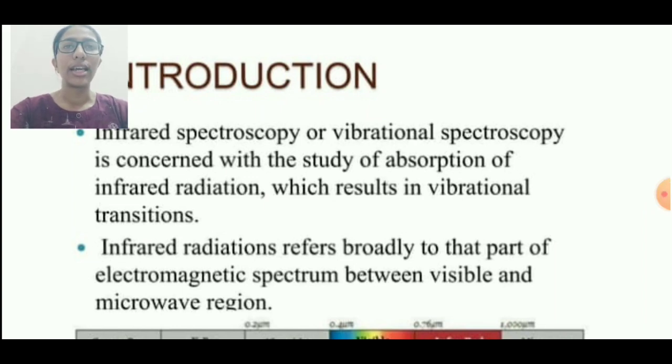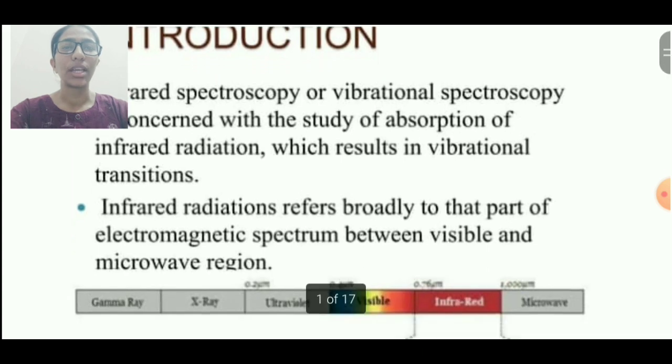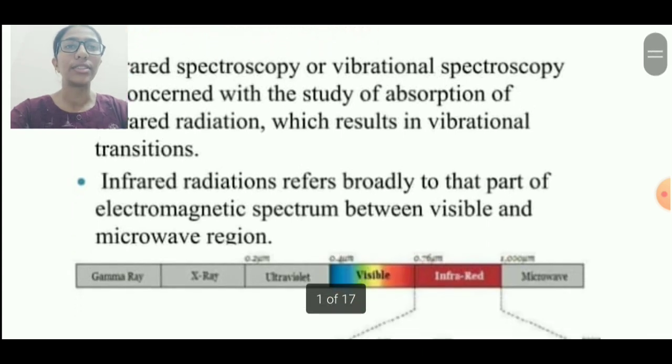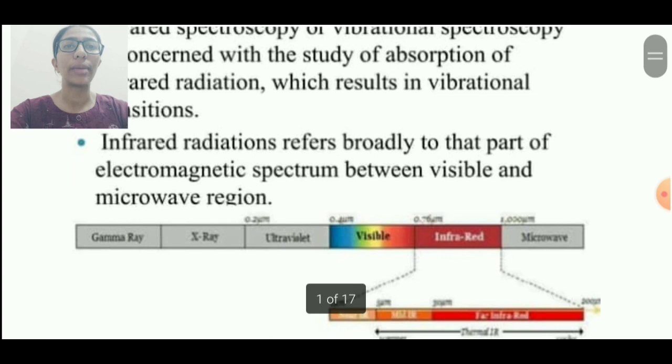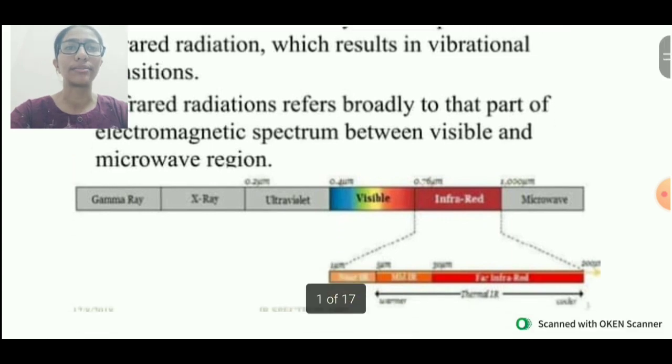Introduction. Infrared spectroscopy, or vibrational spectroscopy, is concerned with the study of absorption of infrared radiation, which results in vibrational transitions. Infrared radiation refers broadly to the part of the electromagnetic spectrum between the visible and microwave region.